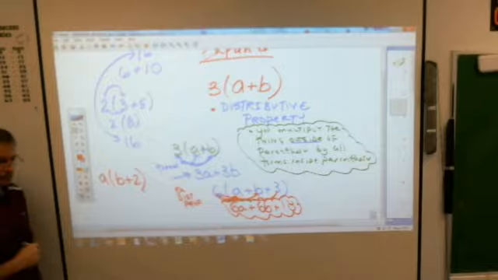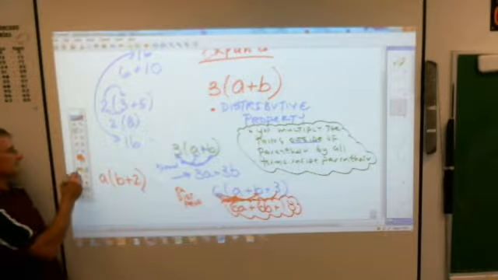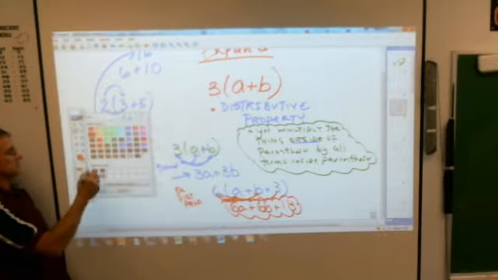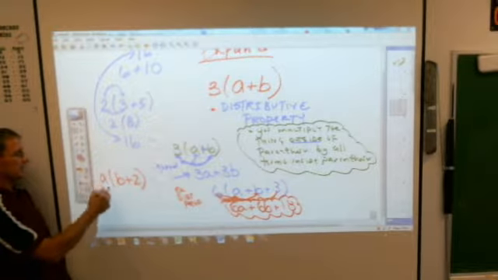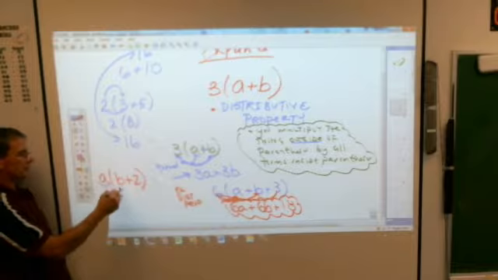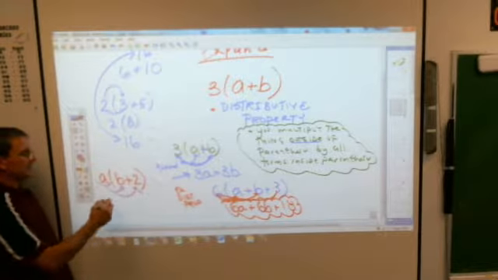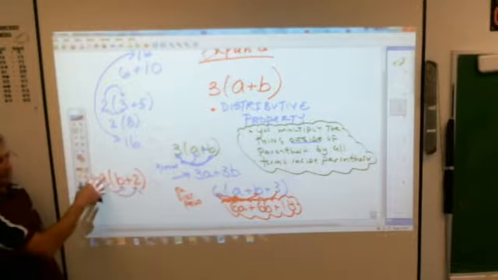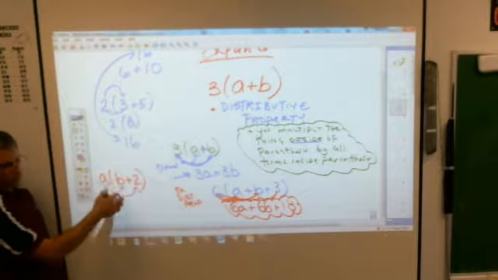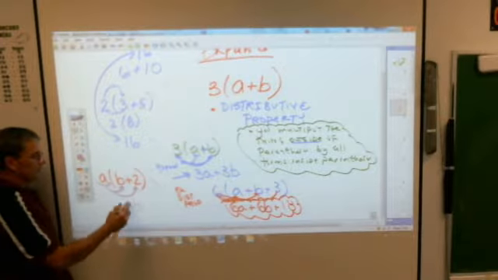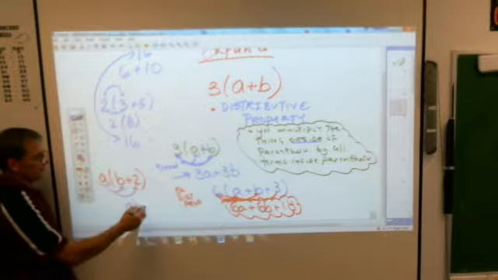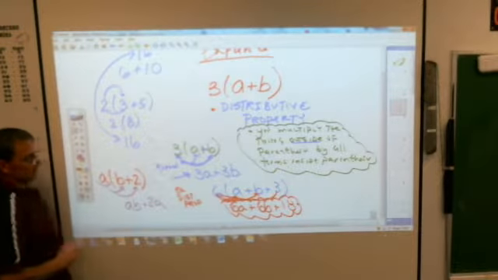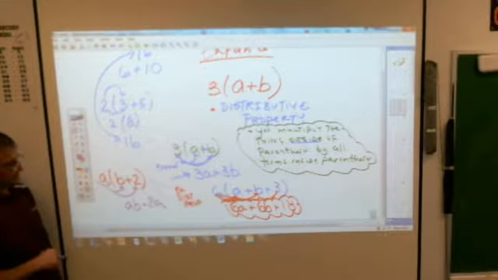If I said to use the distributive property there, or to expand, as the book would say it, I take the thing that's outside of the parenthesis and multiply it by everything inside the parenthesis. What is A times B? AB. Just AB. What is A times 2? A2. But you always put the number in front. It's 2A. Okay, we always put the number in front, just the way it works.